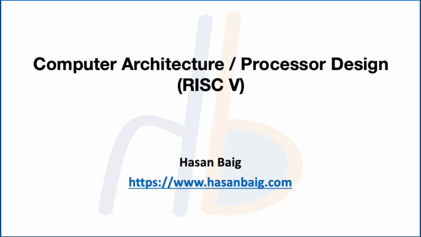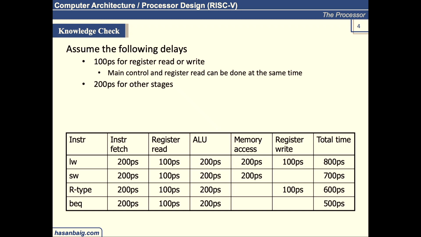So we were talking about the single cycle. Assume that we have these example delays for different components. Instruction fetch, let's say it takes 200 picoseconds, register read takes 100 picoseconds, ALU 200 picoseconds, and memory also 200. So what do you think should be the clock cycle period?